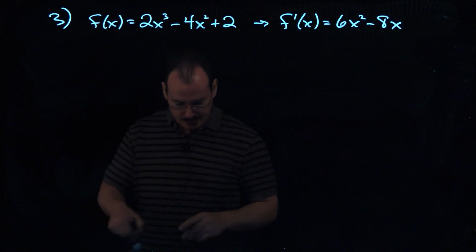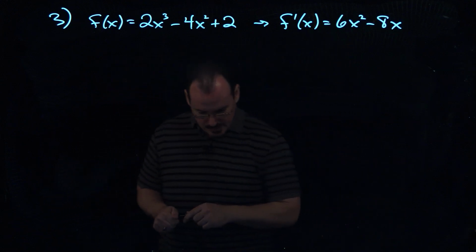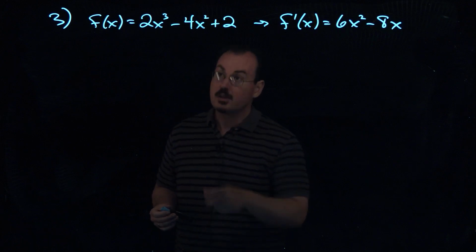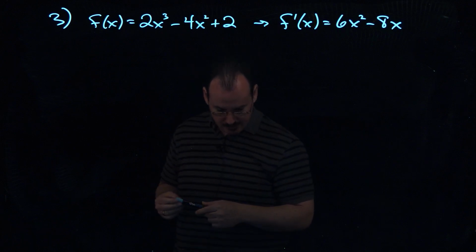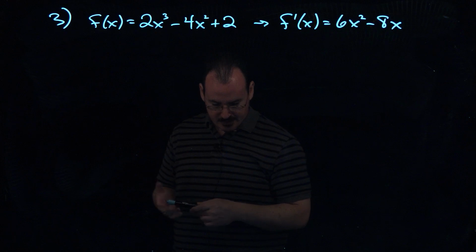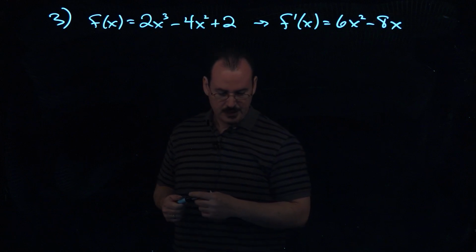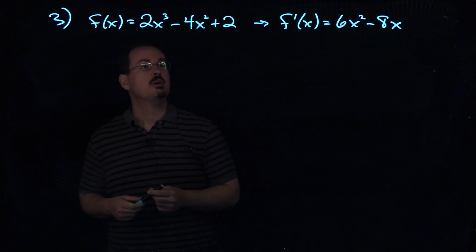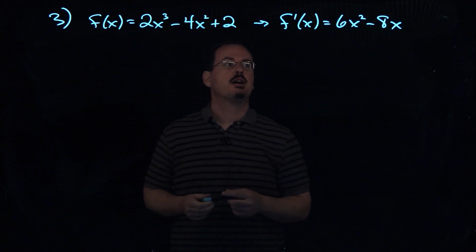Problem 3 from section 5.1. So this says for the function that we see here, find the critical numbers and then use the second derivative test to determine whether the critical numbers lead to a relative maximum or a relative minimum. Okay, so first thing we want to do is find those critical numbers.